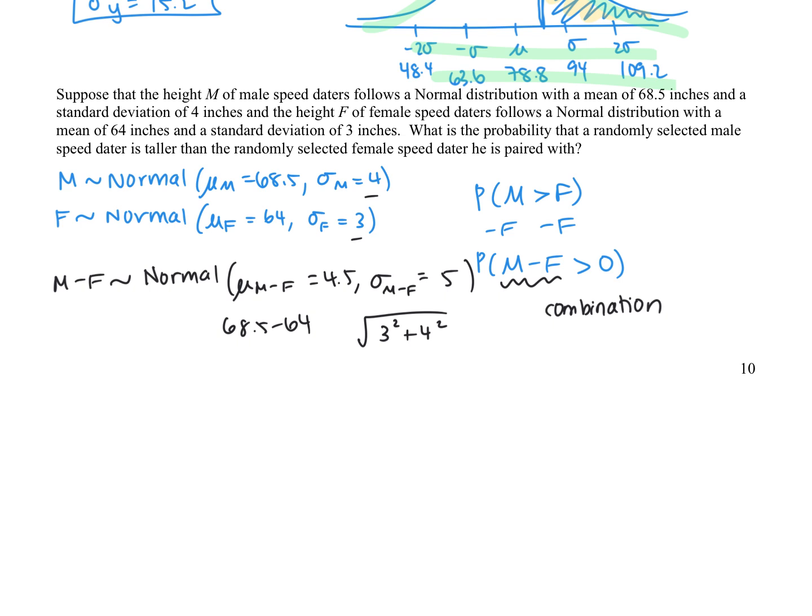Now, this is just a normal distribution problem. Now we would just go to the calculator. We're going to do normal CDF. So do this now, especially because I don't have the answer. We're looking for 0 and everything above it. So it's going to be 0, some big number. The mean is 4.5. The standard deviation is 5. So please do that.